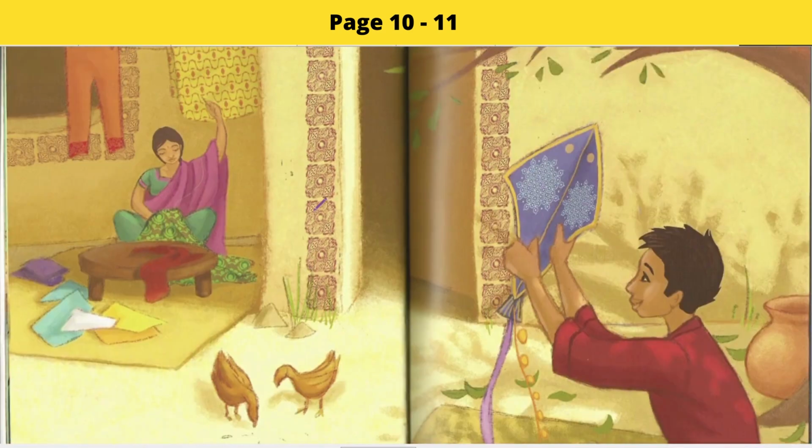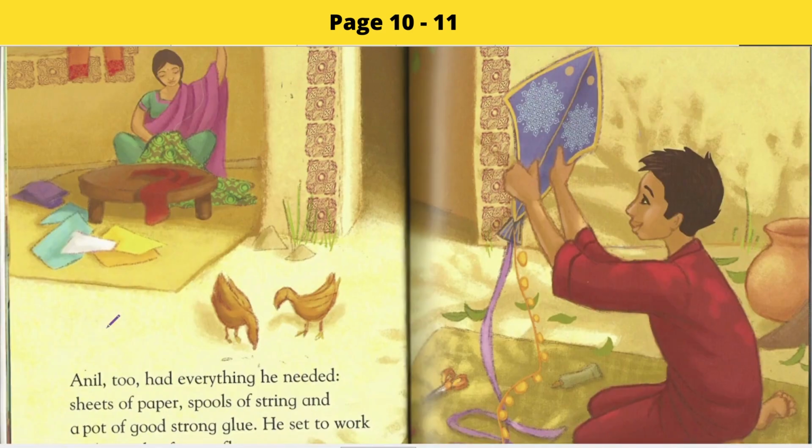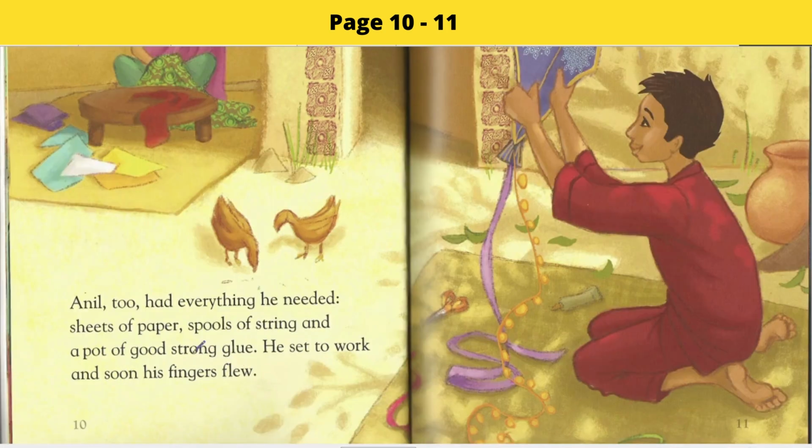Alright, let's look at this page. Anil too had everything he needed. Dia ada semua benda yang diperlukan Anil ni. Sheets of paper, spools of string, and a pot of good, strong glue. He set to work and soon his fingers flew.